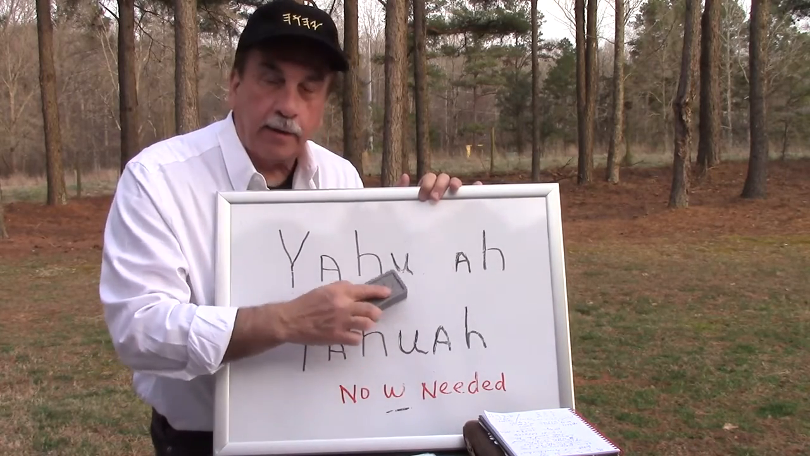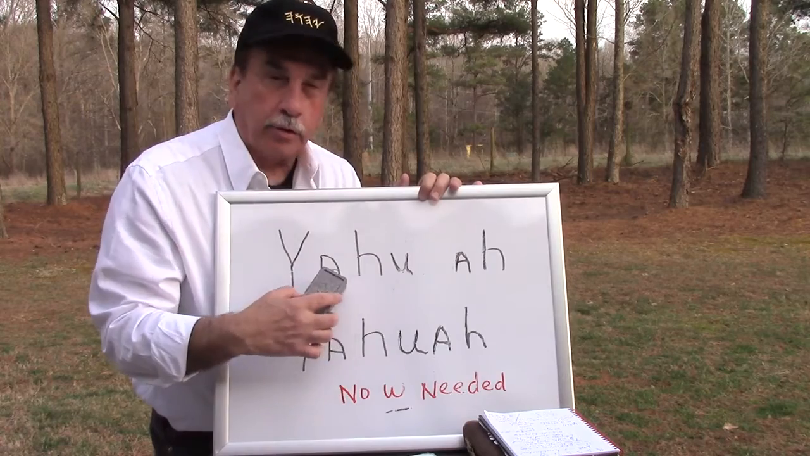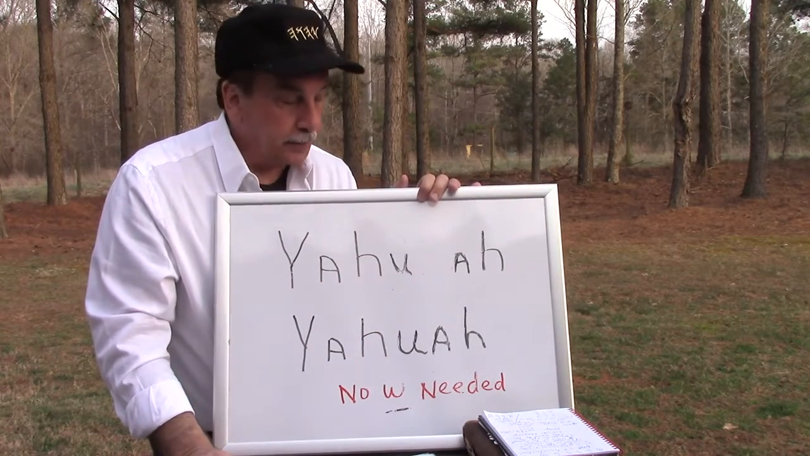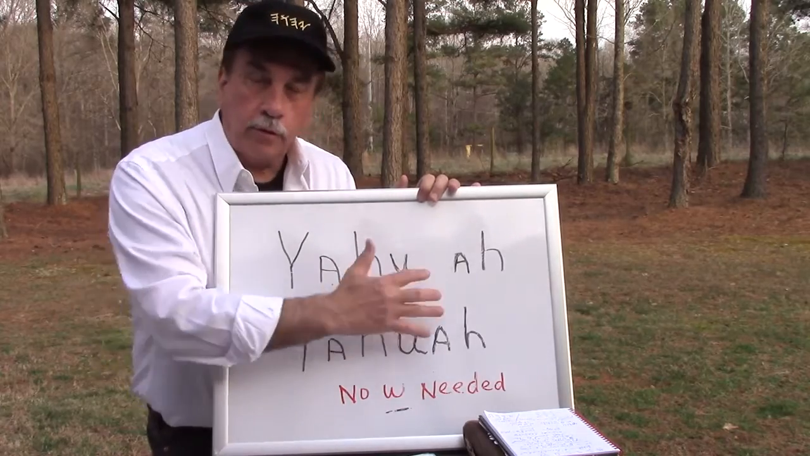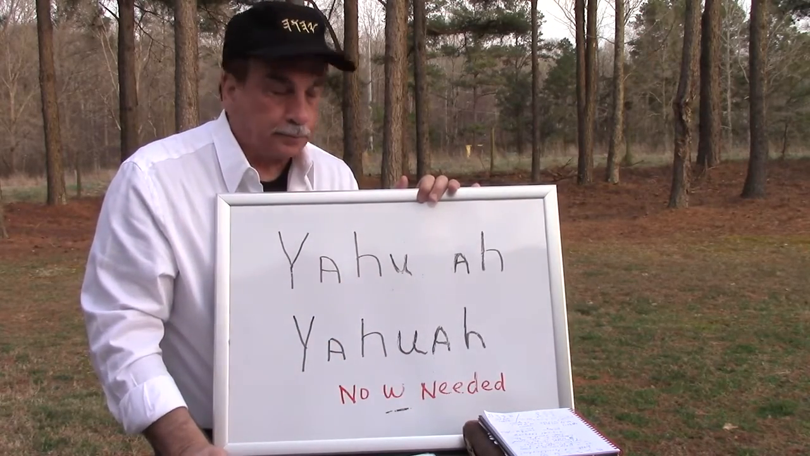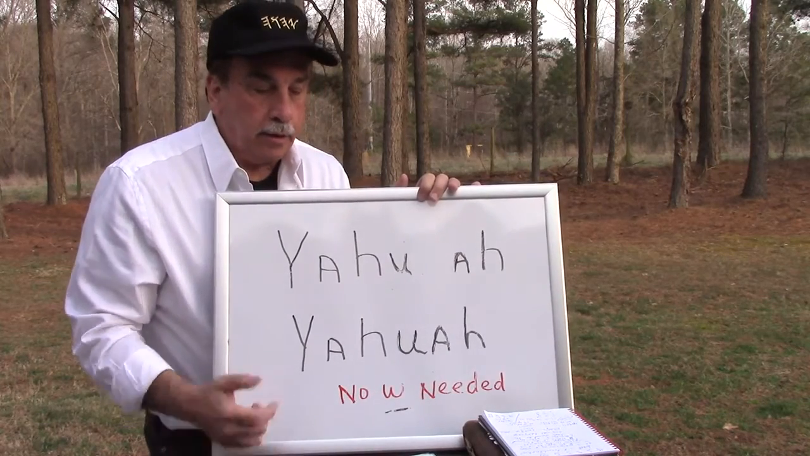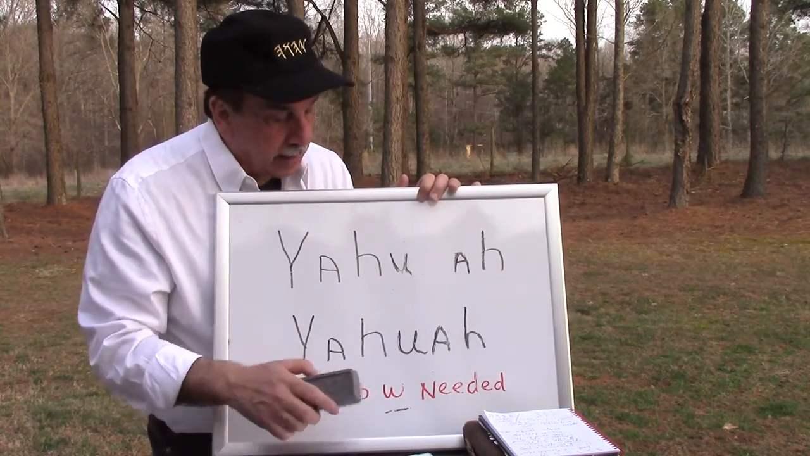That's why you don't get the pronunciation as Yahovah. It's not a V. It's an oo sound. So when you're writing using English letters, there's no need to write a W, and again, I'll give you an example of that.